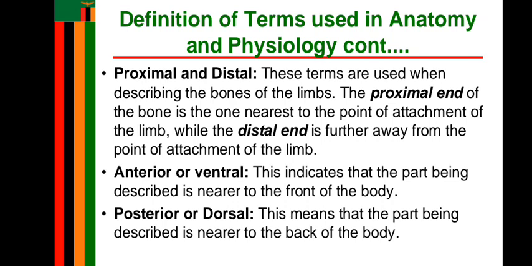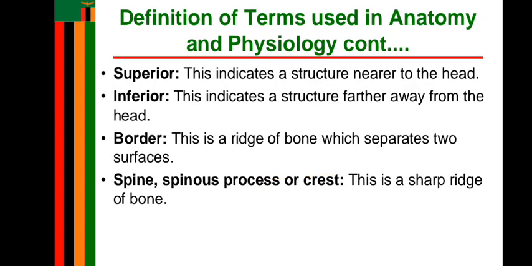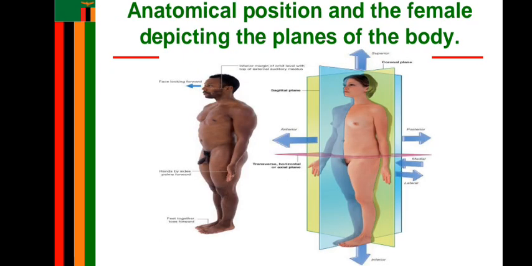So such is what we call borders. Then we have the spine, as well as the spinous process or crest. This is a sharp ridge of a bone. So a bone has got a sharp ridge. Something that is sharper is what we call a sharp ridge of the bone. So this is what we call the spine, or rather spinous process, or a crest, which is just a sharp ridge of a bone.